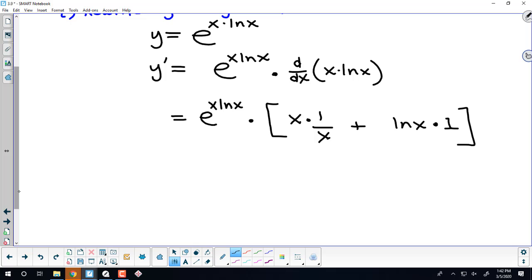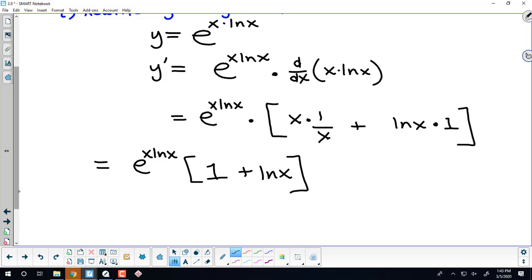And then we can simplify inside because we have x over x, which is 1, plus ln of x times 1. So we just have 1 plus ln x as the derivative of x times natural log of x. So hopefully everyone's okay with that.